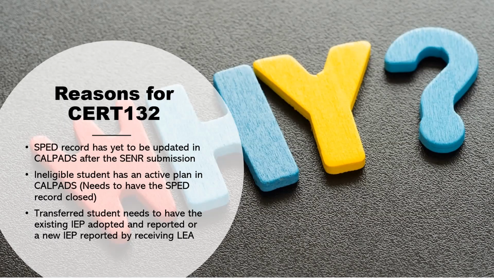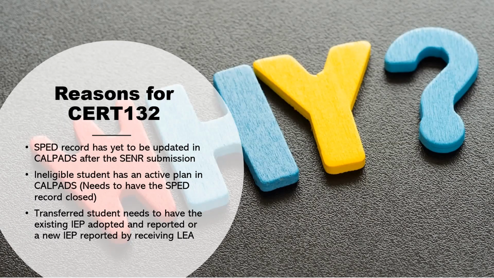And so here are a few of the reasons that are pretty common, right? The special education program record has yet to be updated in CALPADS after the SENR submission, right? So first you have to gain ownership prior to submitting the special education program record. So maybe you just need to communicate with your special education data coordinator and say, okay, I've enrolled these students. You can go ahead and submit the special education program records. Maybe that's all you're waiting for.